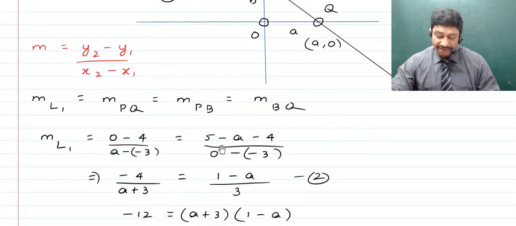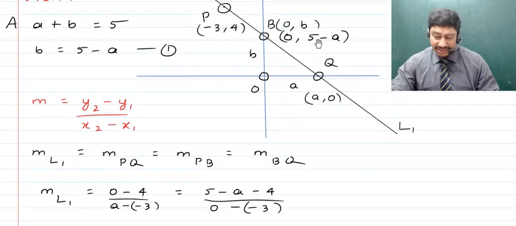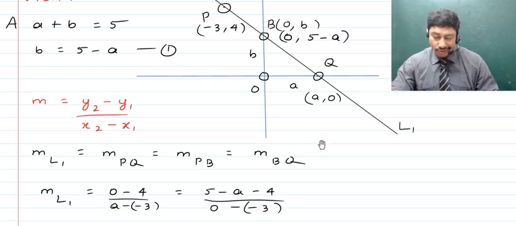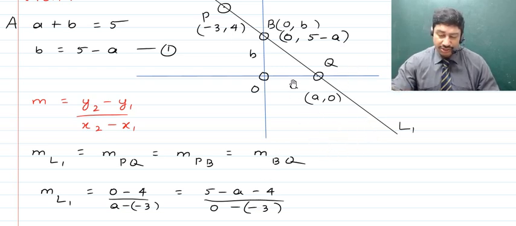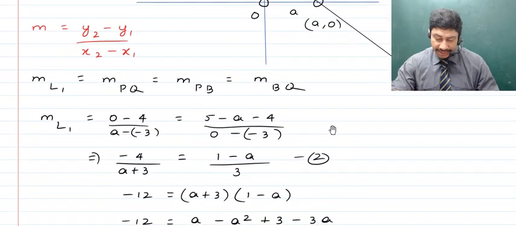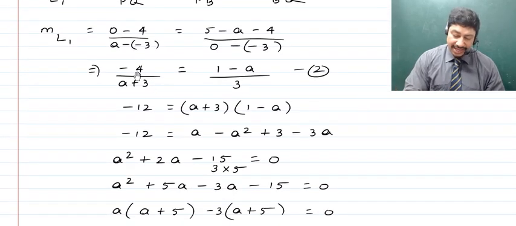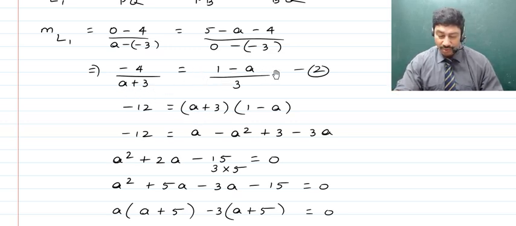So we have 5 - a, which is the point whose y-coordinate we have taken, and from that we subtract the y-coordinate of the point P. So this is 5 - a - 4, right? And then in the denominator we have the difference of the abscissa, which is 0 - (-3). Again, minus minus becomes plus. So you have +3 in the denominator, and in the numerator you have 5 - 4, which is 1 - a. Now when we cross multiply, we get -4 into 3, which becomes -12. That will be equal to (a + 3) times (1 - a).